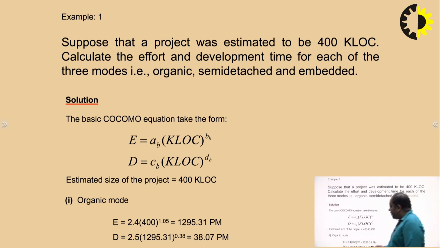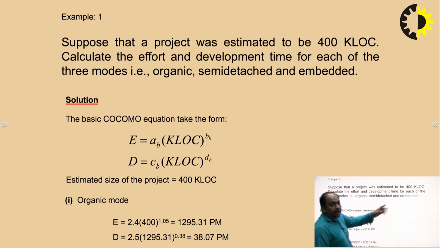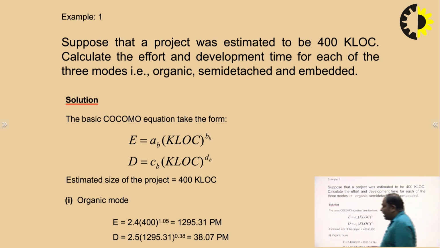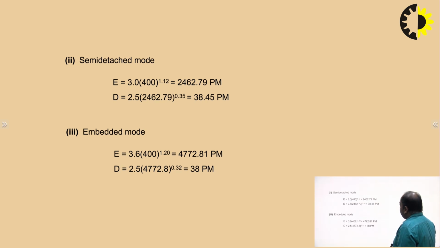So the effort we find out is E = 2.5 × (lines of code) raised to the power 1.05, which is 400 raised to the power 1.05. After calculation, it comes to 1295.31 person months. For development time, D is equal to 2.5 × E raised to the power 0.38. So it comes to 38.07 person months.